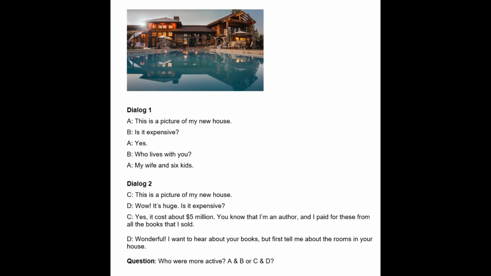Okay, and then here's the question that they answer. Who were more active, A and B or C and D? And naturally, they can see that C and D were much more active. So after they do this model in pairs, then I point out how C and D used rejoinders and follow-up questions. Like, wow, there's a rejoinder. Is it expensive? Follow-up question. And I point out how D used a lot of imagination, saying he was an author, which of course he really wasn't. Great. I can't wait to use these with my students.